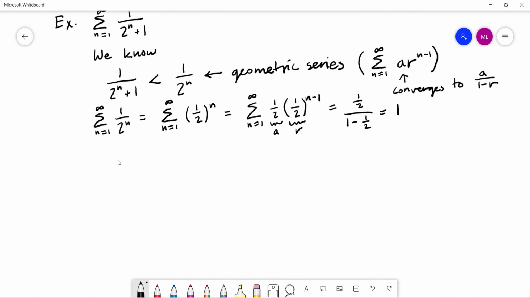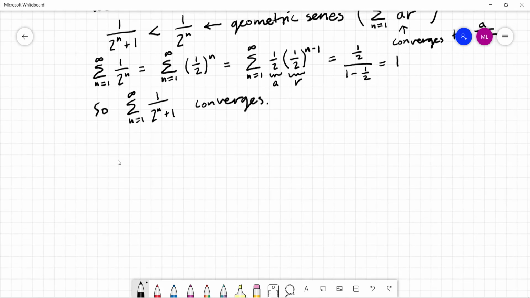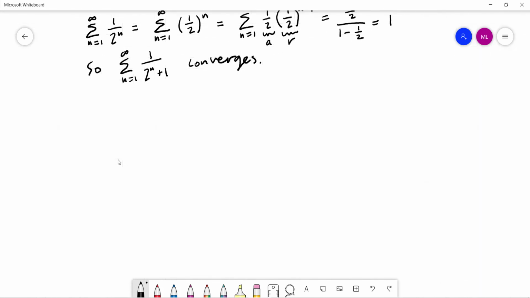So by our comparison tests, and in fact, this is what we're going to call a direct comparison test, which I won't even introduce yet. We'll talk about that in just a minute. So let me just say this. The sum from n equals 1 to infinity of 1 over 2 to the nth plus 1 must also converge. So now let me formally state the direct comparison test, and we can do another example.